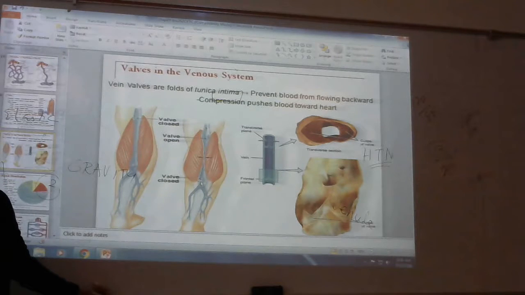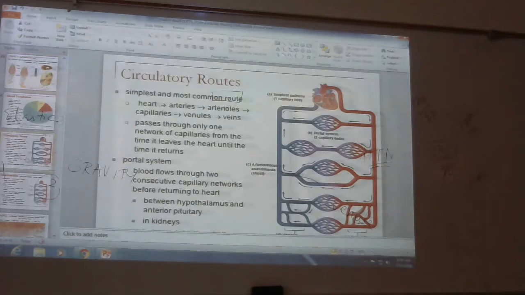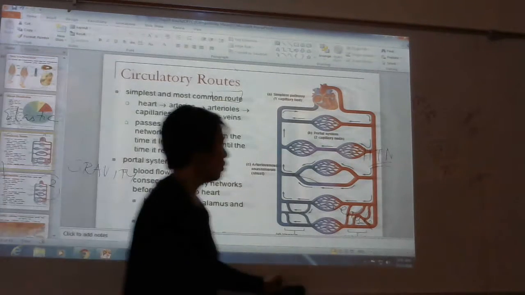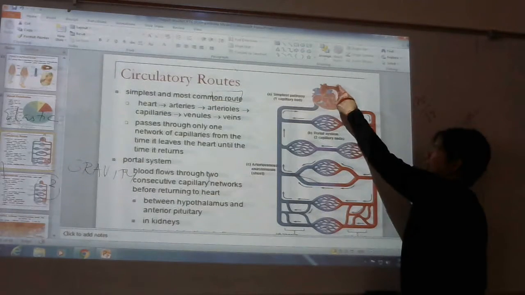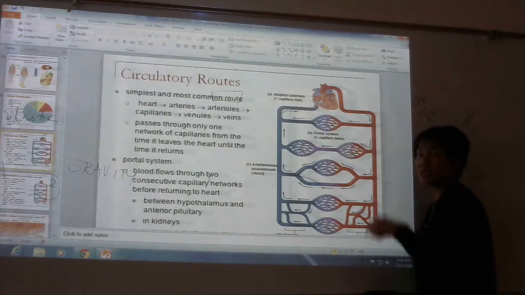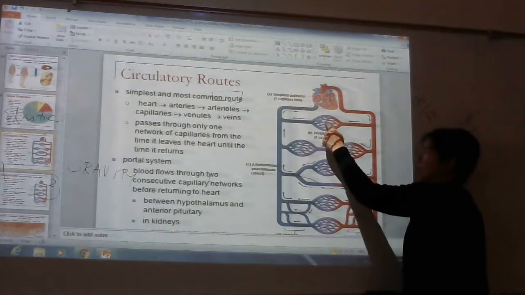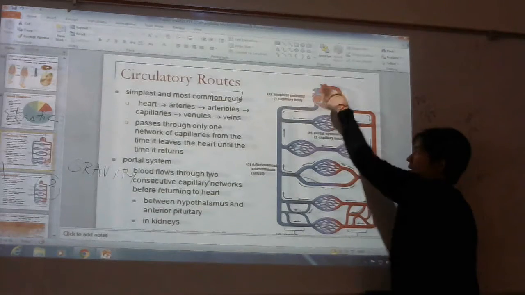You understand? Okay? And so the normal flow of blood, circulatory flow, is this way. Normally, blood leaves the heart through an artery, then you have capillary, then vein back to the heart. This is the normal flow. Artery, capillary, vein back to the heart.